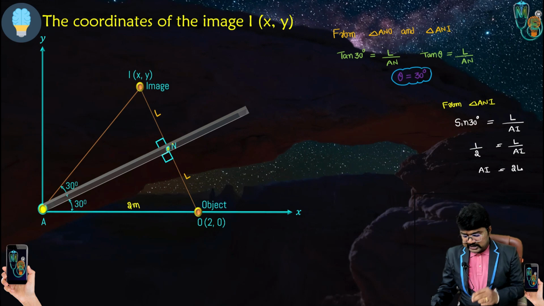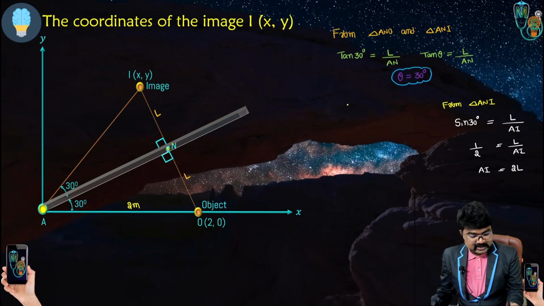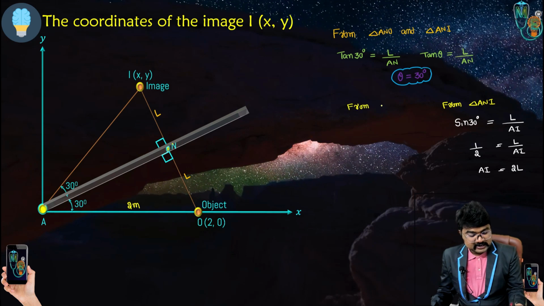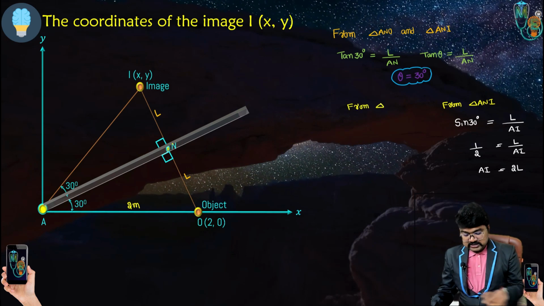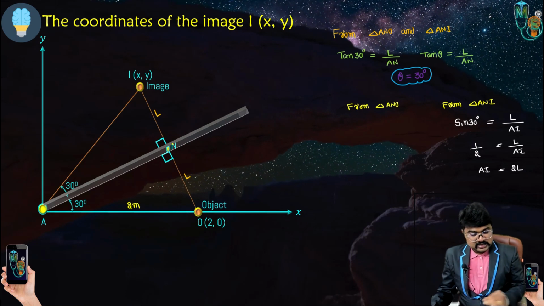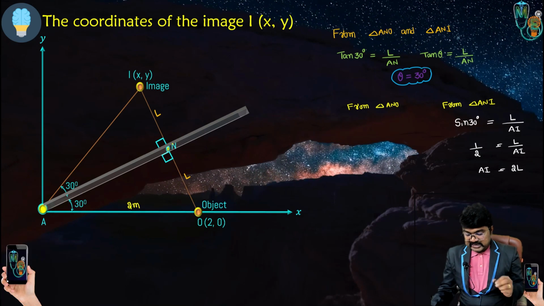How to calculate L? Tell me. From triangle ANO, here it is how much? What is the sine 30?